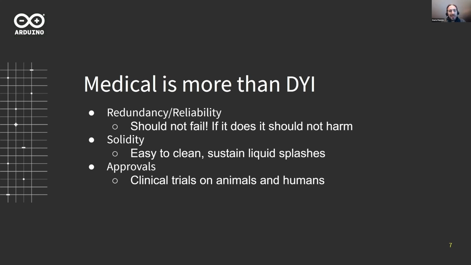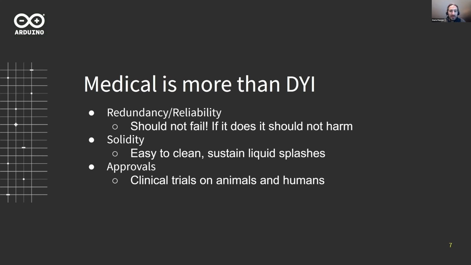Also, it must be solid. As makers, we are usually happy when we have a lot of wires hooked up and somehow have it working. But in this case, there is a very important aspect, which is this equipment, especially if it's going to be in an hospital to treat a patient which is in critical conditions, must be easy to clean, must sustain liquid splashes, and by liquid splashes, it can be anything. It can be vomit, it can be blood. We're talking about people that is really sick.